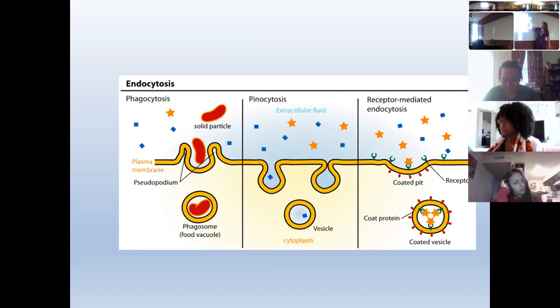Here I need to have my key. The star is my key. I need to insert that into the lock. That's what then allows me to come into the cell.